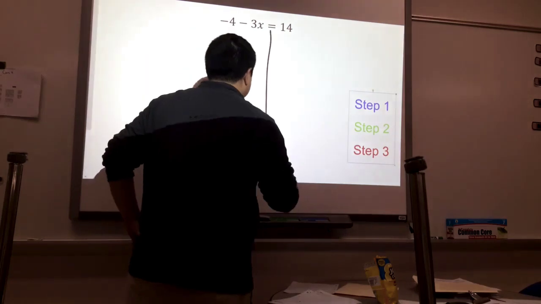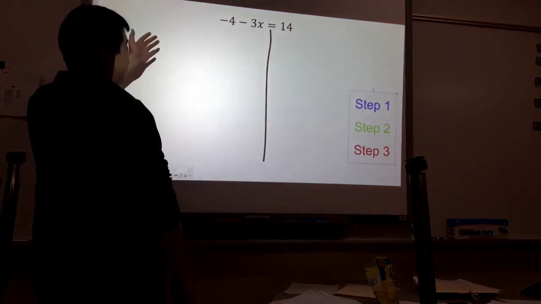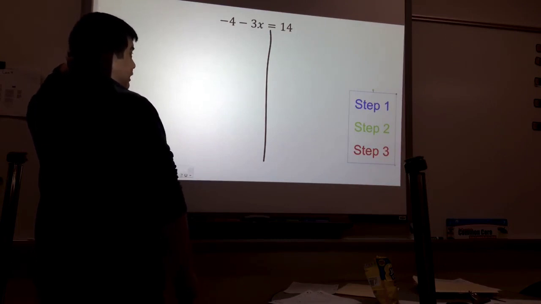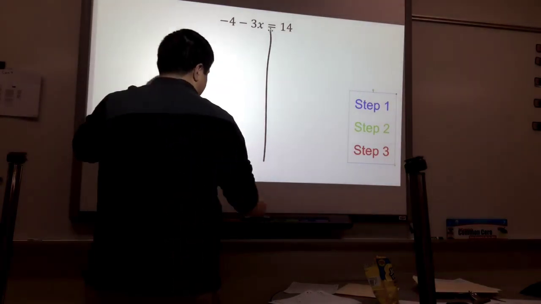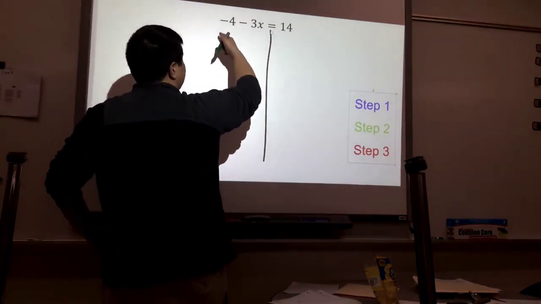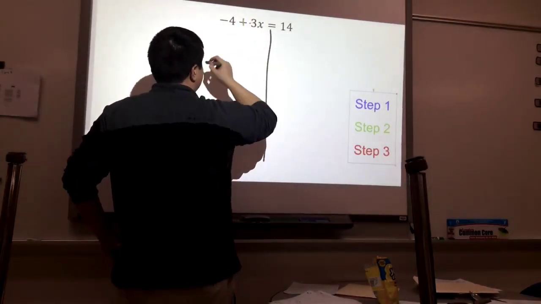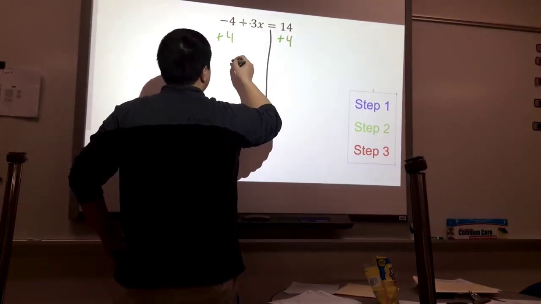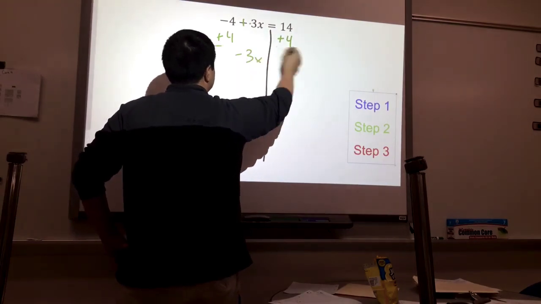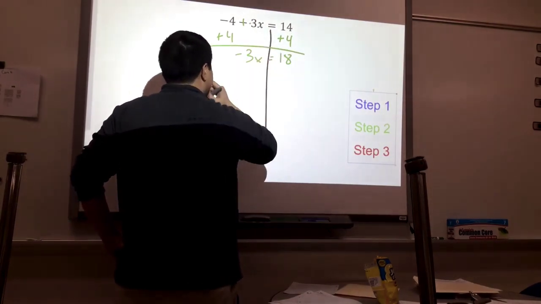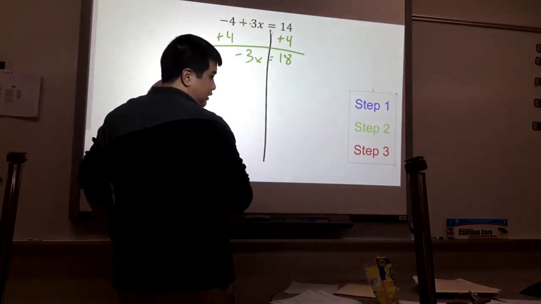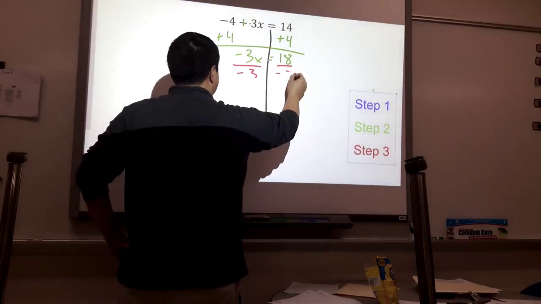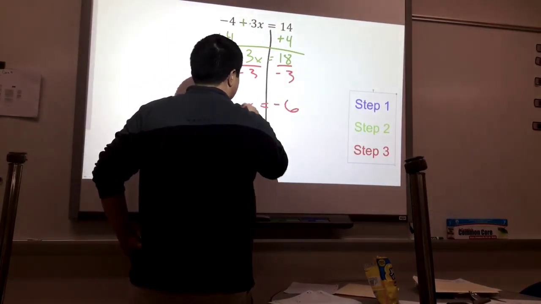Here, again, we don't have anything to combine like terms with, and we don't have any distributions, so we're going to move on to step 2. We're going to get rid of this minus 4, and do that by plus 4 to both sides. When we do that, we get negative 3x equals 18. From there, you get rid of this negative 3, which is step 3. We divide by negative 3, divided by negative 3, x equals negative 6.